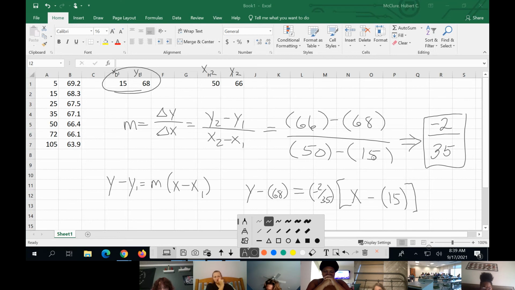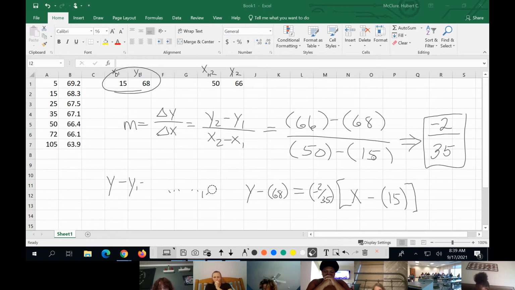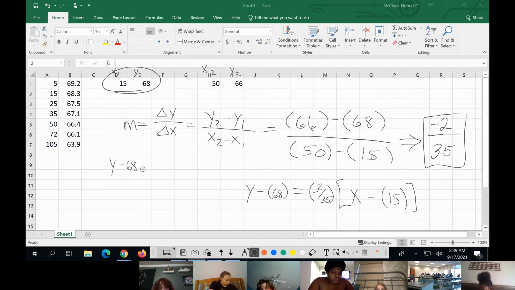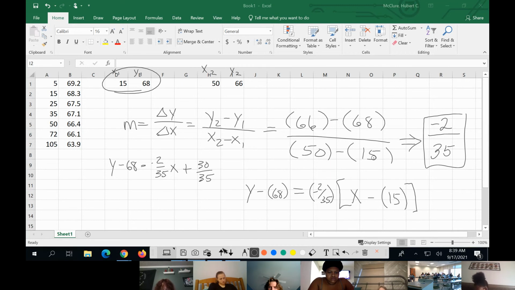Now I'm going to erase some of this so I can do the problem. I'm going to erase this right here. So that's going to give me y minus 68 is equal to negative 2/35 x minus, be a plus, 30 over 35. And now I'm going to bring 68 over 35, which is going to be a nasty.